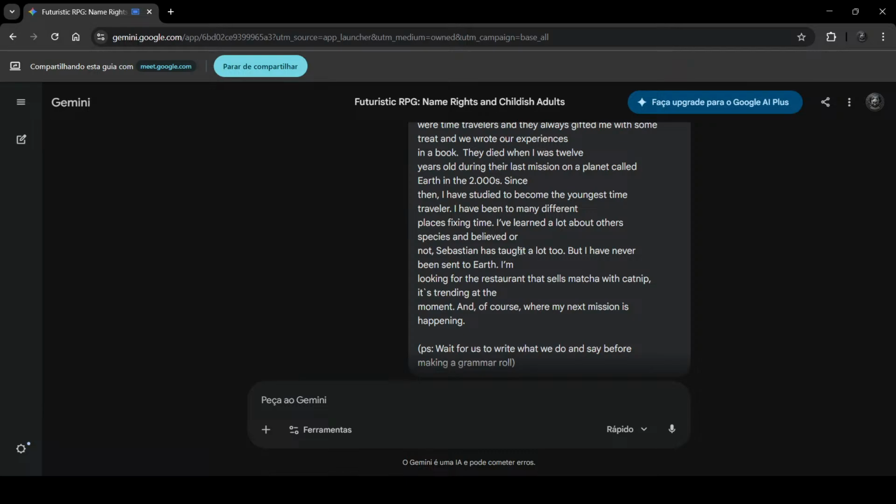Oh, we forgot that. Sebastian has taught me a lot too. This would be an issue for a grammar rule that we will see later on, but that's okay. Sebastian has taught me a lot too. But I have never been sent to Earth. Okay. Now we finished with the present perfect. Now the present continuous: you know that present continuous is what's happening right now, but we can also use it for future, right? So what is happening right now? What's going to happen? So you may read the last part.